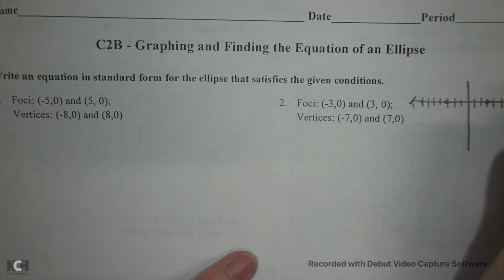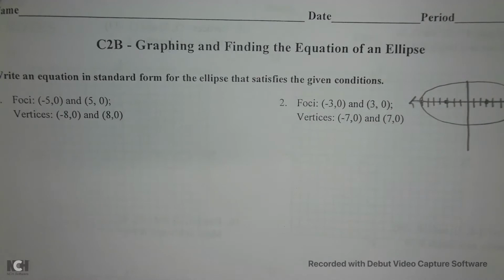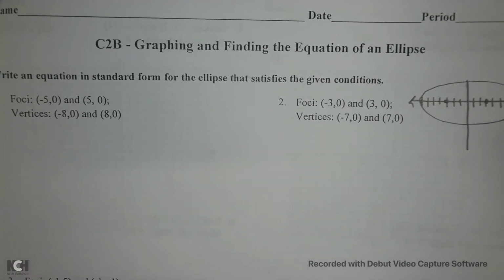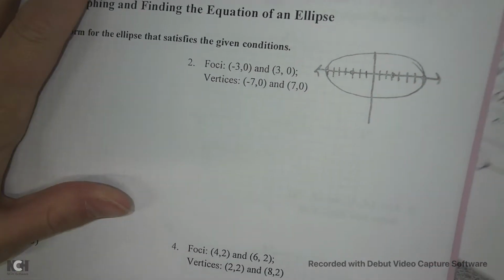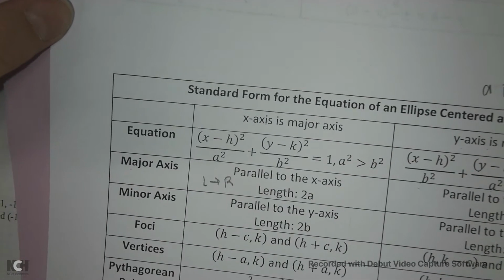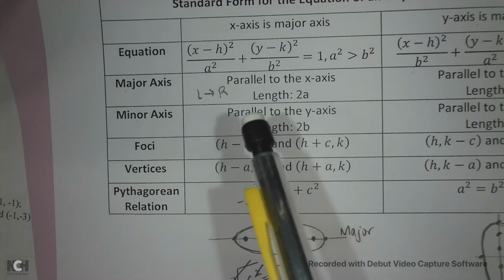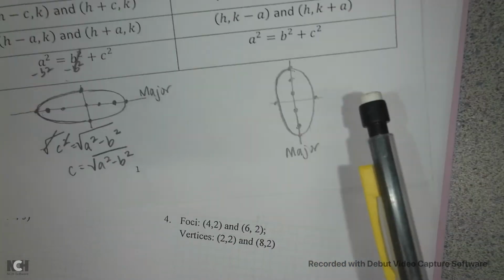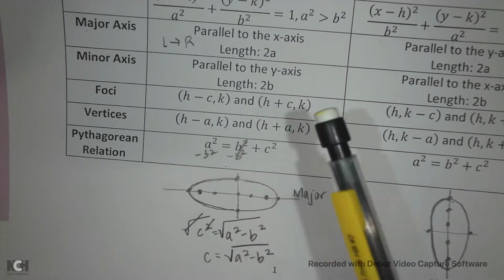So our ellipse looks kind of like that, only better. So the vertices are on the end points. Then after we sketch it, then we need to look at this. So if we look back at our formula, we have an ellipse that goes like this and an ellipse that goes like this. And we're going to be looking at this side, okay?